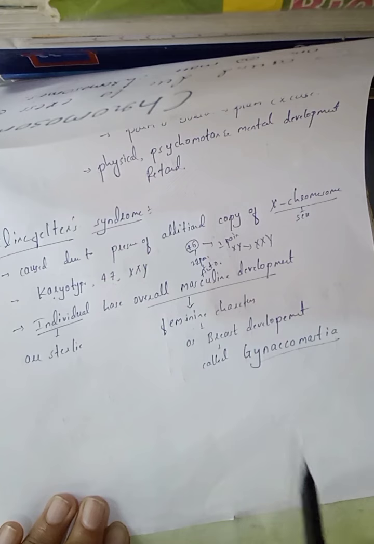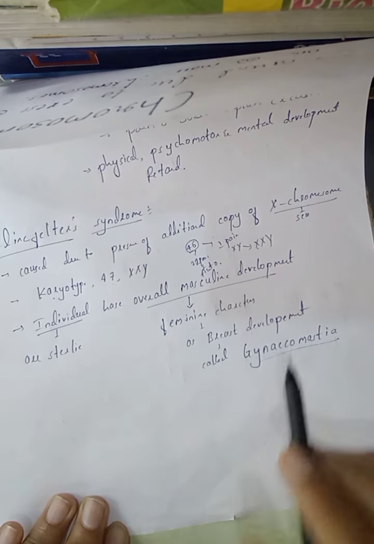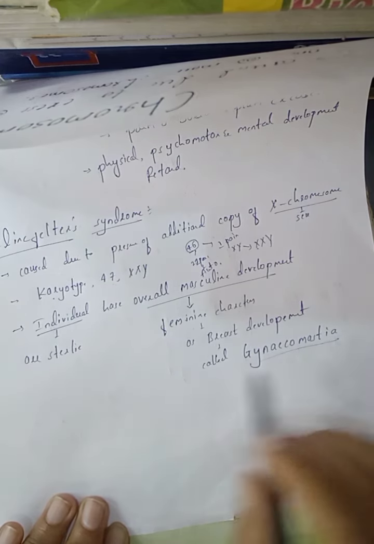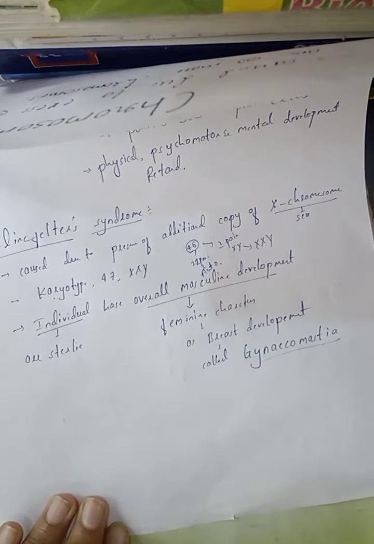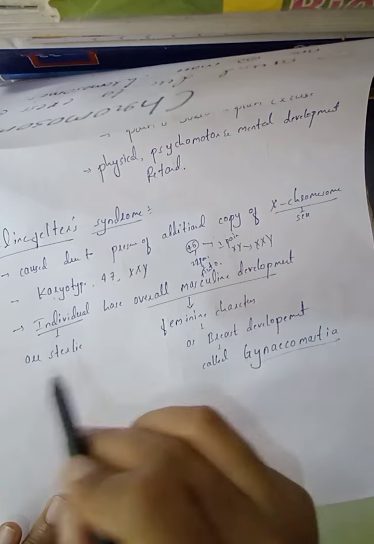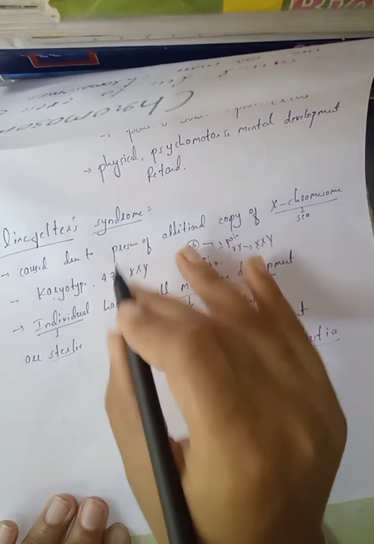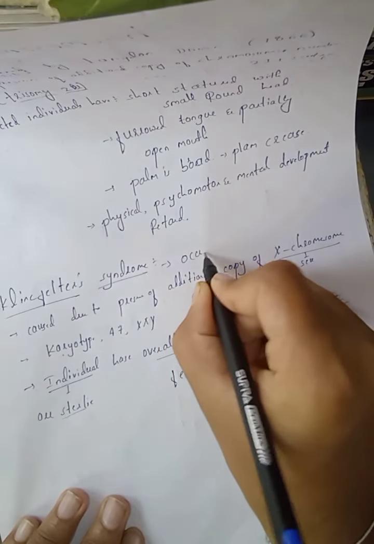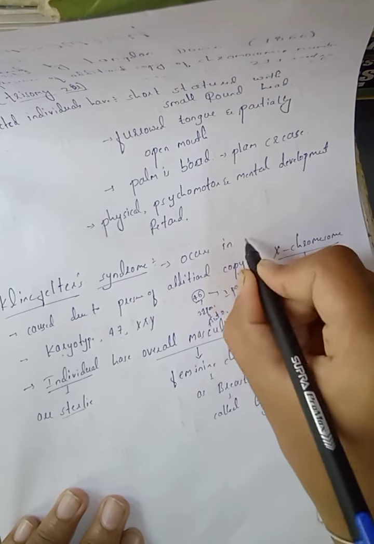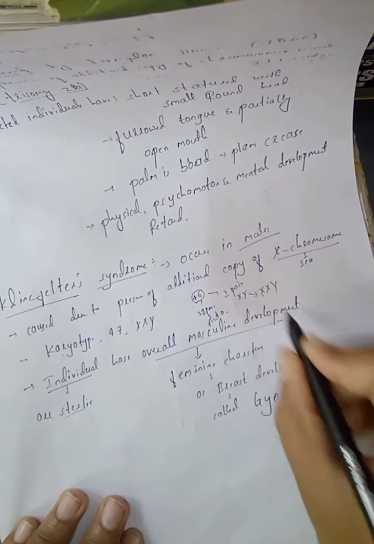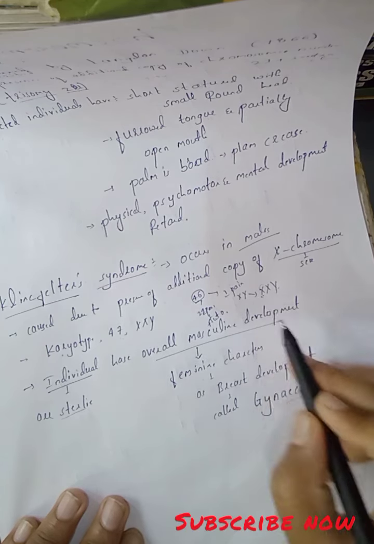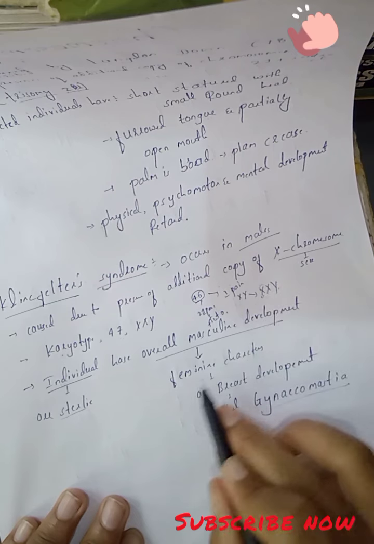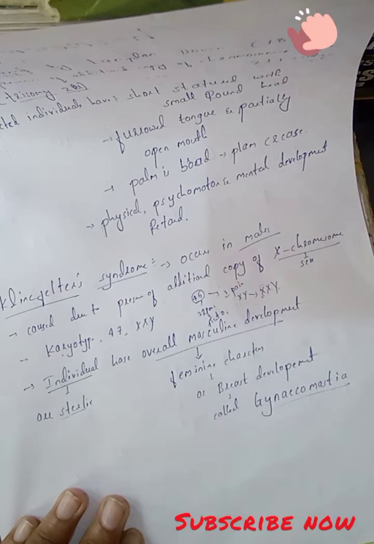Breast development in males is called gynecomastia. The individual is sterile: his penis is erect, but he is not able to produce sperm. That's why he is sterile. Klinefelter's syndrome occurs in males only, because of the addition of an X chromosome to XY, and the extra X is what leads to the feminine characters.